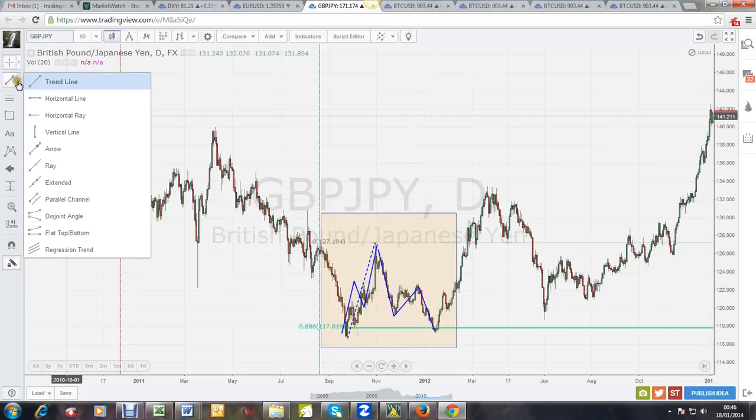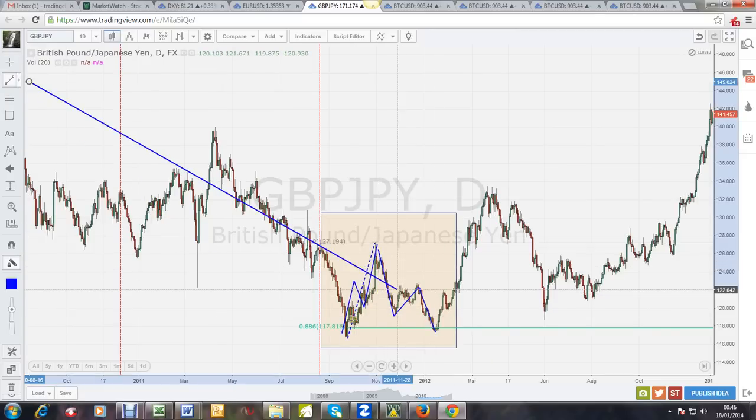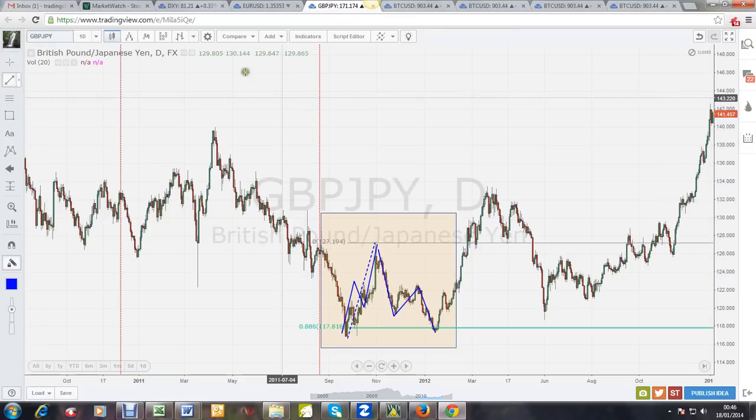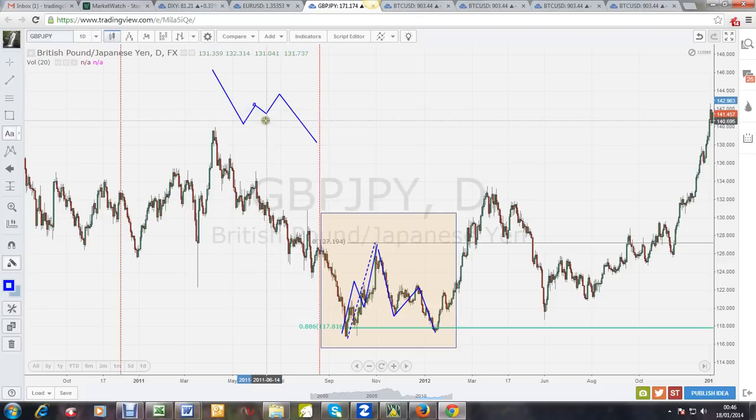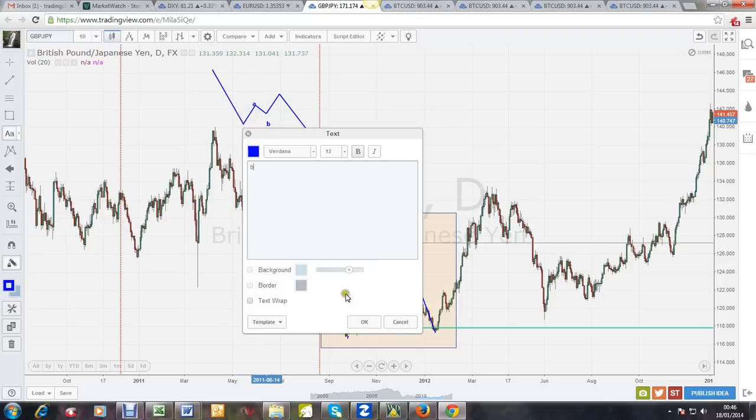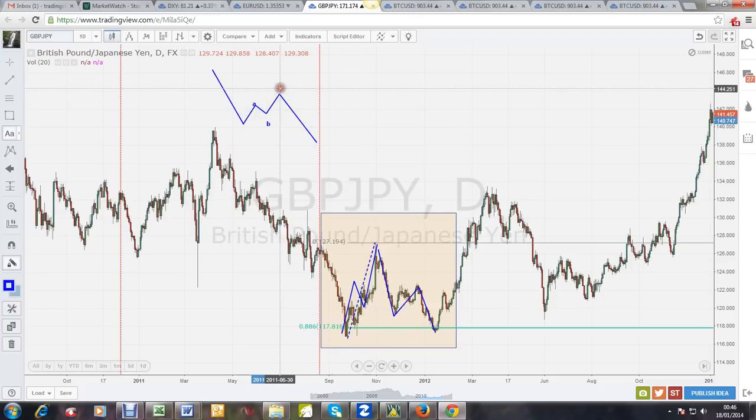For example, contrasting the flat with a traditional zigzag. If you have a zigzag like this, like that, okay, so that is a zigzag. That means if I just put labels on, this could be a small a, this one could be B, and then this top would be wave C.